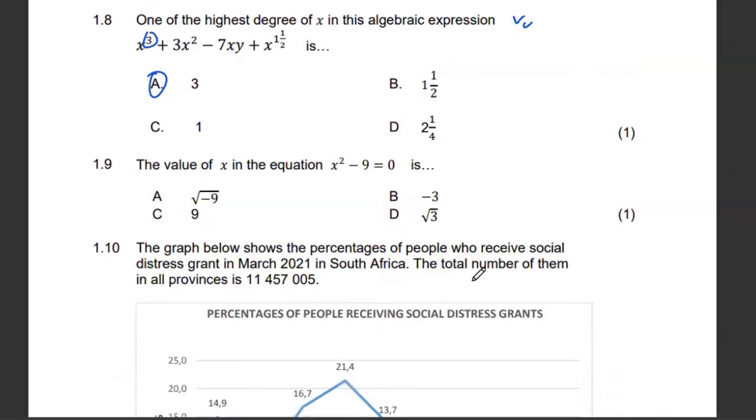Okay. Then the value of x in the equation. So we need to move the 9 to that side. So x squared is going to be 9. Which number do we square to give us a 9? It can be a negative 3 or it can be a positive 3. Okay, so answer B will be the best option because it's one of them.